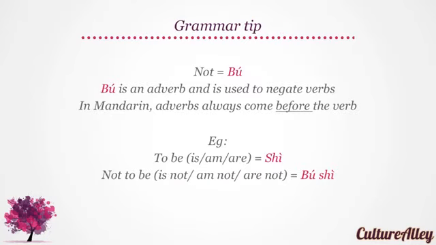Here's an important grammar tip for you. Not, which translates to 不, is an adverb that is used to negate verbs. It is also important to remember that in Mandarin, adverbs always come before the verb. For example, the verb to be translates to 是. So, if you want to say is not, or are not, or am not, we say 不是, and not the other way around.